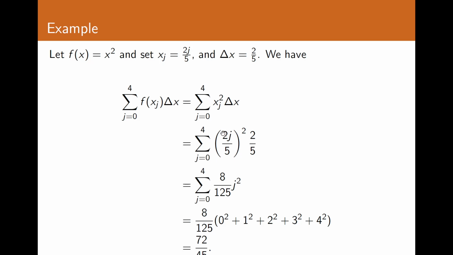Now if we evaluate this, I get a 4j squared on the top times 2, so that's 8j squared. On the bottom I get 25 times 5, so that's 125. Now we just evaluate this. You can think of this 8 over 125 as not changing as j changes. But then this summation is saying we start when j equals 0, we increment all the way up to j equals 4, and we're squaring those. So I get 0 squared plus 1 squared plus 2 squared plus 3 squared plus 4 squared, and that gives me 72 over 45 once I simplify. So that's the type of summation we're going to see more in Riemann sums. So it's good to get used to these.